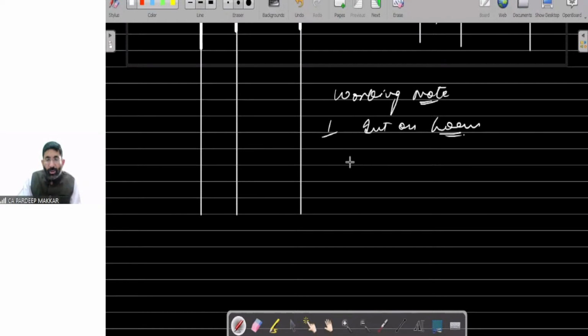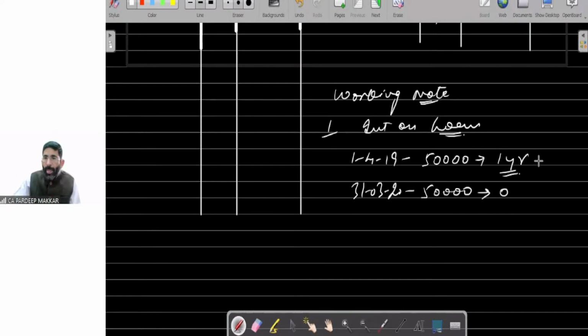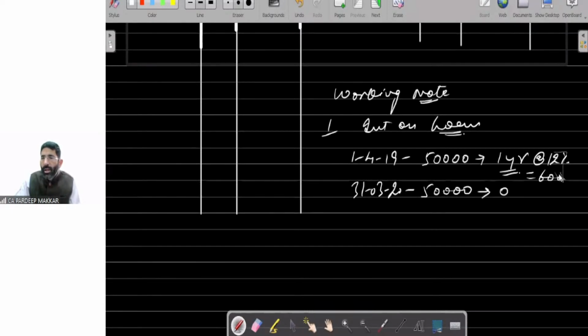In that he has mentioned that on 1st of April 2019, we have a loan of rupees 50,000 in our books of accounts. On that, interest will be carried for the full 1 year because it was outstanding till the end. Then we have taken another installment of loan worth rupees 50,000 on 31st of March 2020, on which interest will be carried for 0 period, because from 31st March to 31st March there is no interest. So at the rate of 12%, 50,000 into 1 year into 12%, it will be 6,000. So total interest is 6,000.